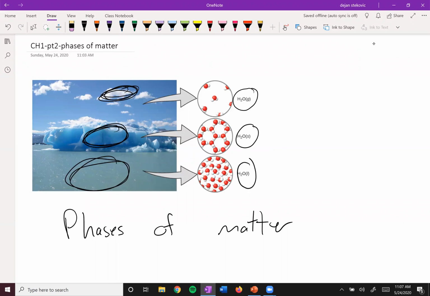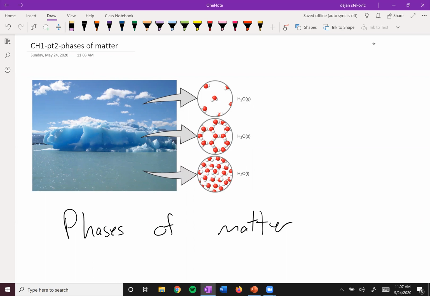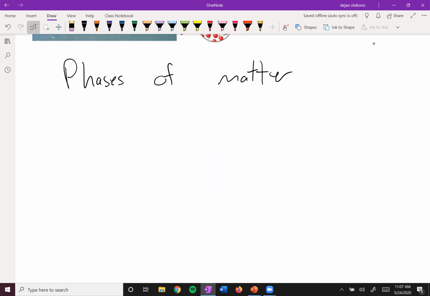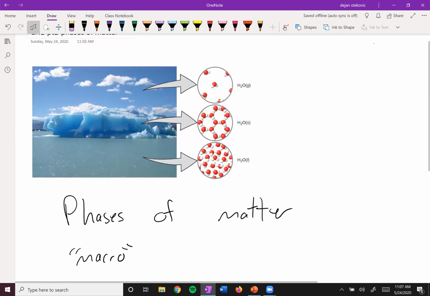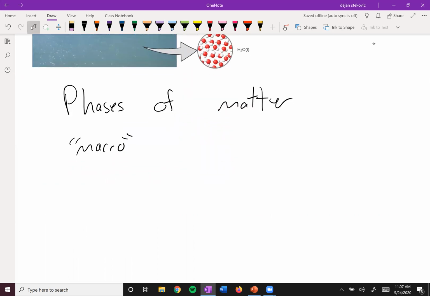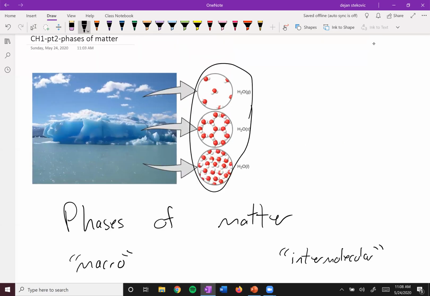The difference is their phases, right? In this iceberg, we have a solid phase. In this bottom here, we have the liquid phase. And then in the top, in the clouds, we have the gaseous phase. So let's talk about these three phases. We'll talk about them in terms of the macro world. That's what we're seeing on the left side of this picture. Is it flowing? Is it water? Is it solid? And then we're going to take a look at the intermolecular side of things. That's what's shown on the right here. What's happening to these molecules?